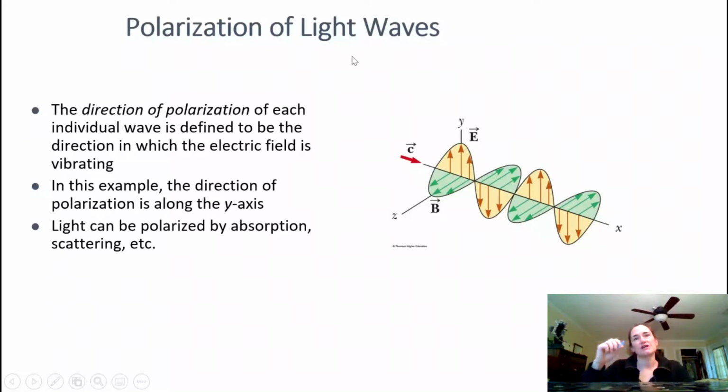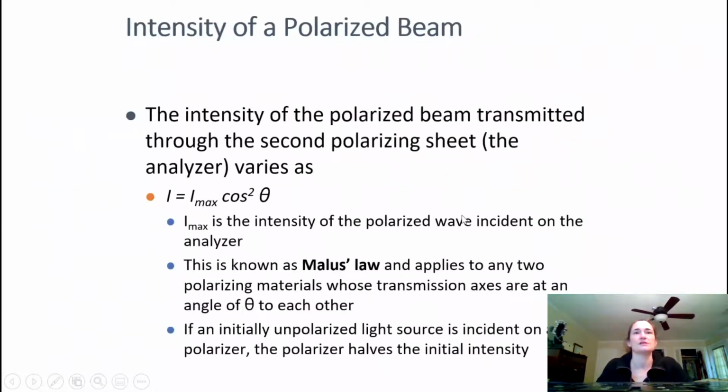Now, the direction of the electric field vector gives you the polarization of the wave. So here we have, for example, a plane polarized electric field, and it's polarized in the y direction. You can polarize light by absorption, scattering, and all kinds of other ways, but what we focused on, pardon the pun, was the polarization from absorption that comes from polarizers.